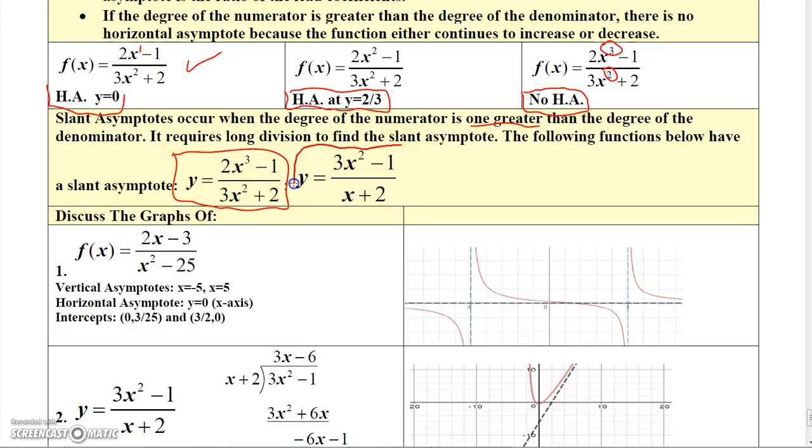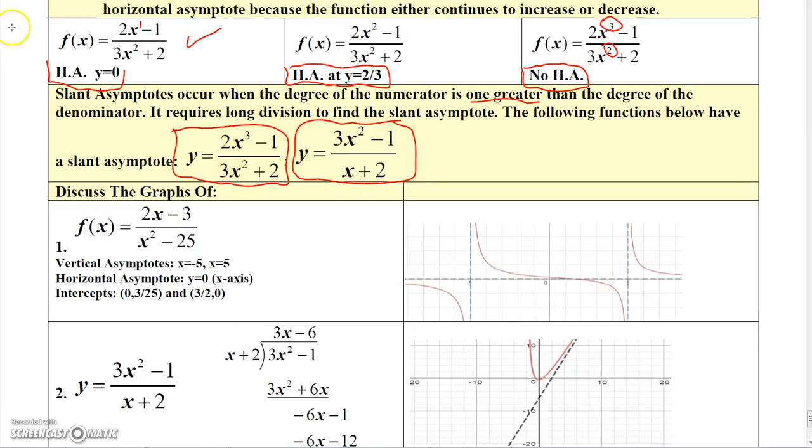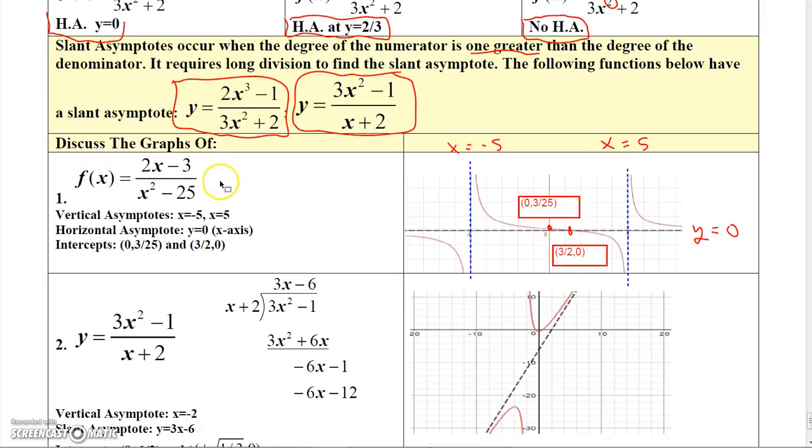Same thing here. The degree of the denominator is 1, the degree of the numerator is 2. This would have a slant asymptote. Now, let's go ahead and look at the graphs of some of these functions that we've been talking about. So this function here we found had vertical asymptotes at -5 and 5.